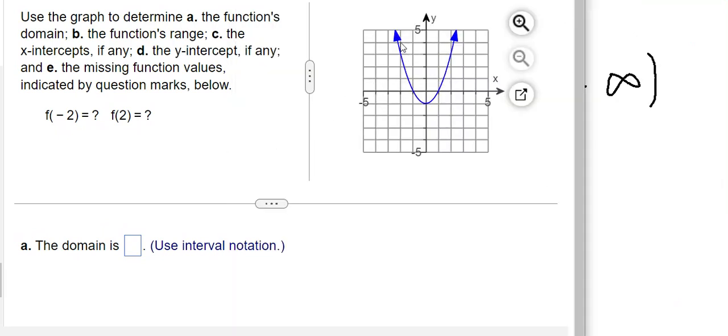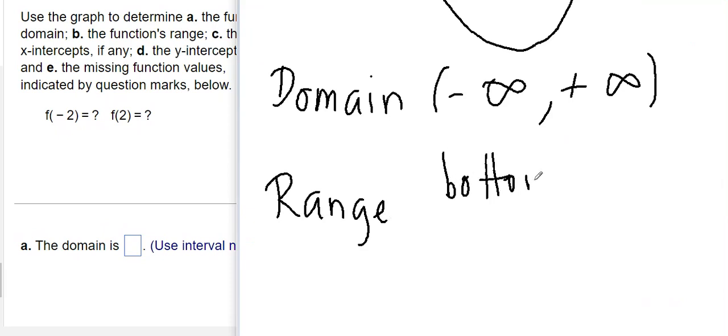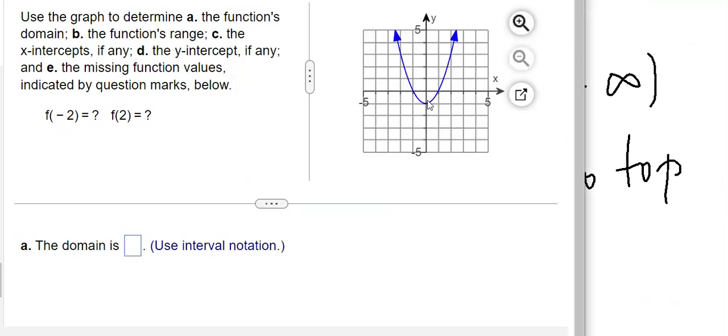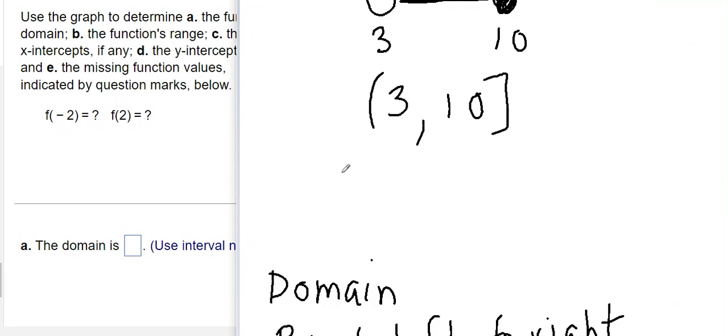Now, that's not true with the range. The range is read from bottom to top. That's smallest to largest on the y-axis. And if you look at this graph, you see that it has an ending point. It doesn't exist down here below -1. So it goes from -1 to positive infinity. And you do not have to write the positive on the infinity. I have a habit of doing it, but it is not required.